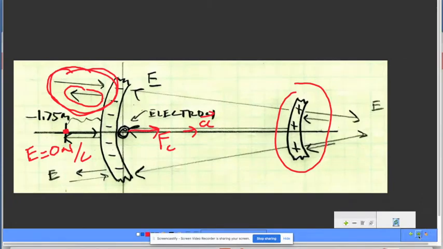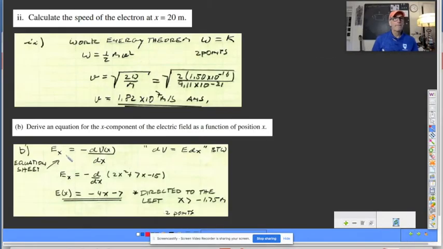There's the big diagram. Okay, part 2 of A, calculate the speed of the electron at x equals 20 meters. We're going to apply the work-energy theorem and associate the work done by the electric field to the gain in kinetic energy by the electron. So the work that we calculated earlier will equal 1/2 mv squared. I don't know if I need to say any more about that. The rest is just plug and chug in algebra.